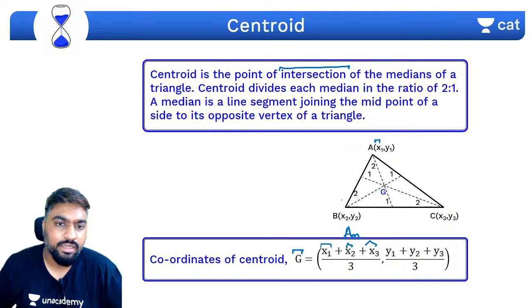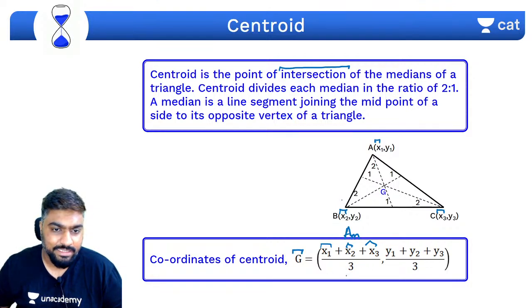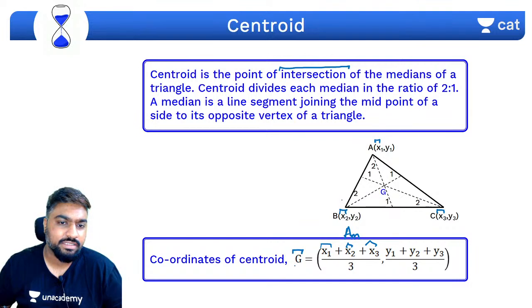x1 is the x coordinate of one vertex, x2 the x coordinate of the other vertex, and x3 the x coordinate of the third vertex. If you take the arithmetic mean of x1, x2, x3, that is x1 plus x2 plus x3 by 3, it will give you the x coordinate of the centroid. Same way for the y coordinate of the centroid, you will take the arithmetic mean of y1, y2, and y3, that is y1 plus y2 plus y3 by 3.